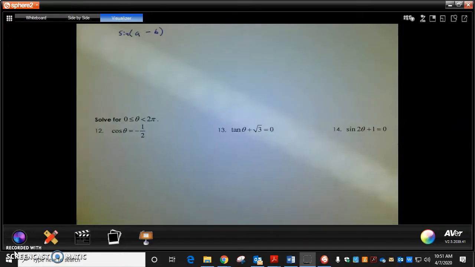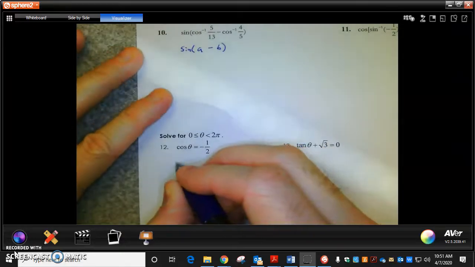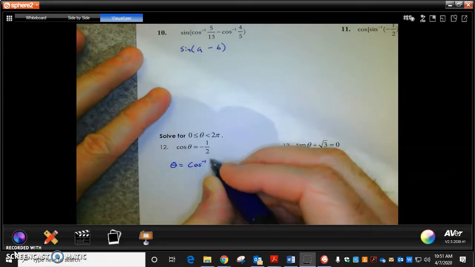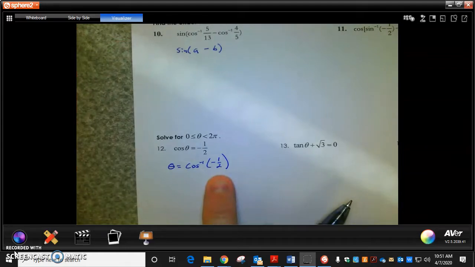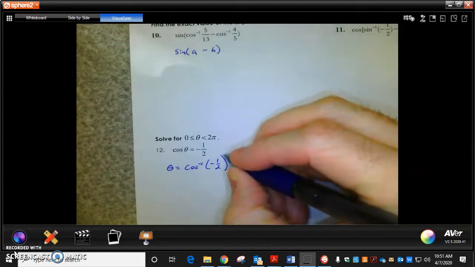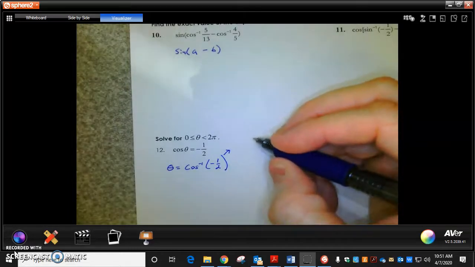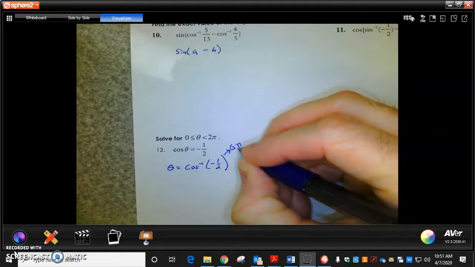Okay? And then 12 through 17, these are equations. So I need you to solve this equation. I need to know theta is the inverse cosine of negative 1/2. So you're going to go to your chart and you're going to tell me, now remember, this is a negative. Think about where cosine's negative. Cosine is positive in quadrants 1 and 4, so it's negative in quadrants 2 and 3.